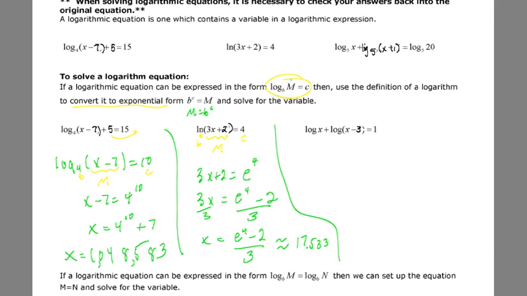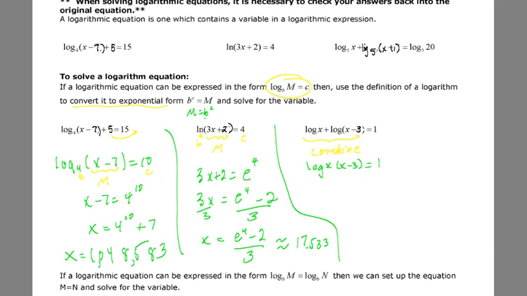Let's try to get this one in the desired format. Log base b of some quantity equal to c. Well, what I have here on the left are two logarithms. But from previous work that we've done, we can take these logarithms and combine them. Those two logarithms will combine since they're added, with multiplication. It'll be log of x times x minus 3 equal 1. Notice by combining them, I have it in the desired format, log of some quantity equal to a constant.